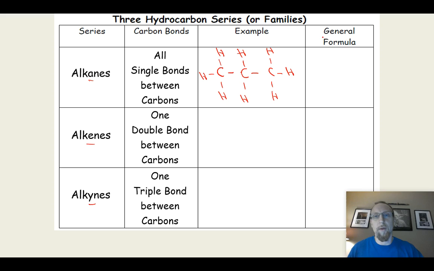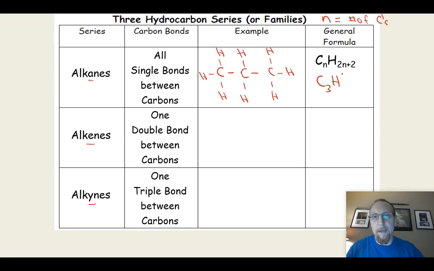Now, when we talk about the general formula, this is a formula where all of the hydrocarbons in that same series are going to fit in with this general formula. So for the alkanes, it's CnH2n plus 2. Now, think of n meaning number. n is the number of carbons in the compound. So in this case, how many carbons are in this compound? There are 3. So it's C3.